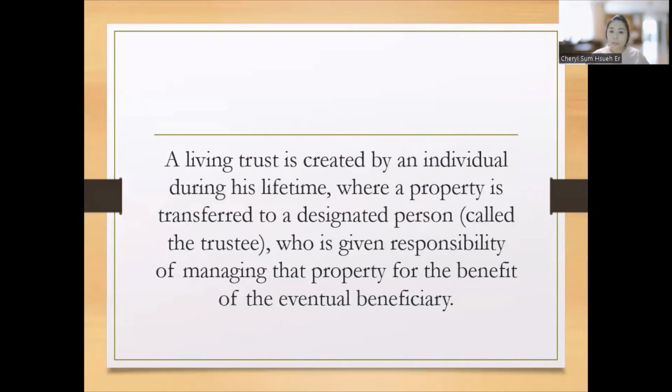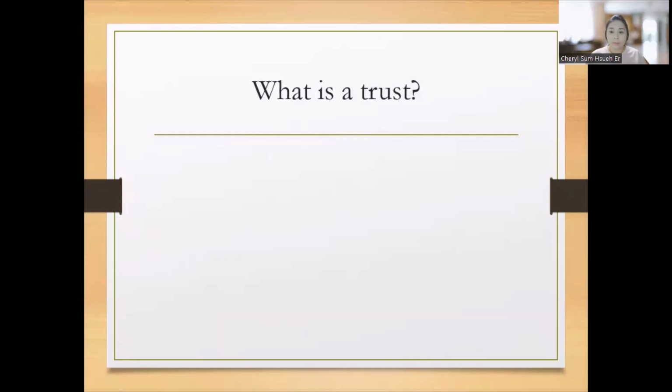A living trust is first and foremost created by someone called the settlor during his lifetime when he is still alive, where this property is then transferred to a trusted person called the trustee. But the main point about transferring this to a trustee is to allow this trustee to manage this property for the benefit of the beneficiary. Now, just to recap, what is a trust? A trust often is a form of holding properties anywhere in the world, usually reserved for the wealthier families actually, for purpose of wealth preservation, to make sure that the future generations are being taken care of, etc.